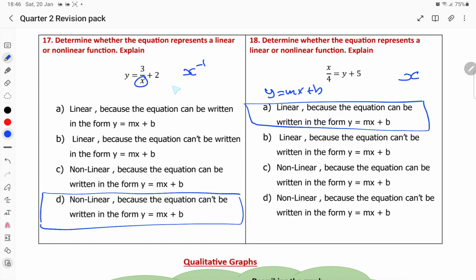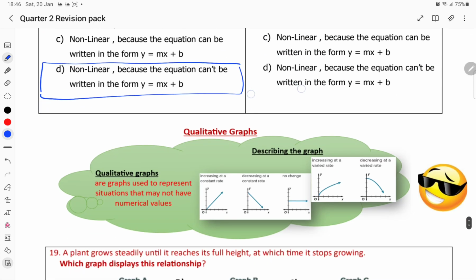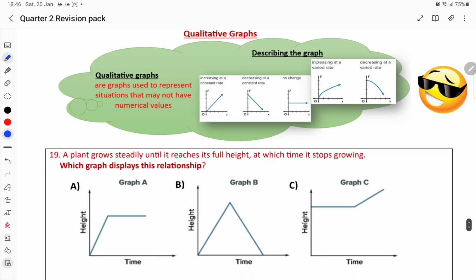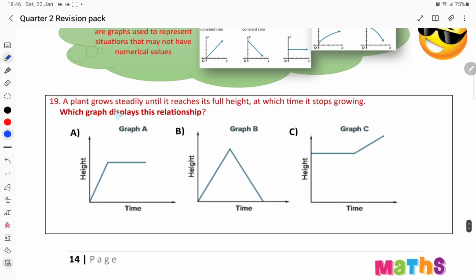will not be a straight line. When you draw it, it will not be a straight line. Qualitative graphs, and this is the last part. I want to decide which graph represents the situation.